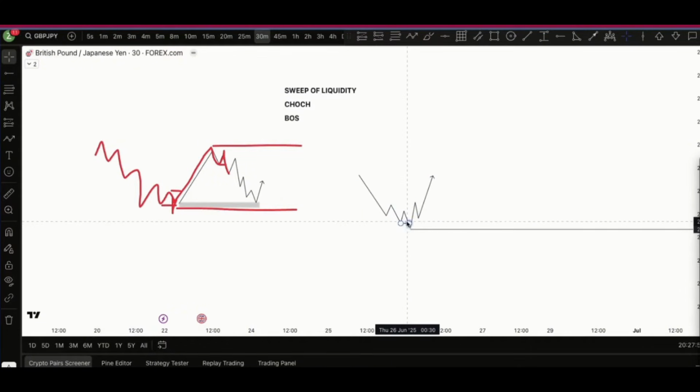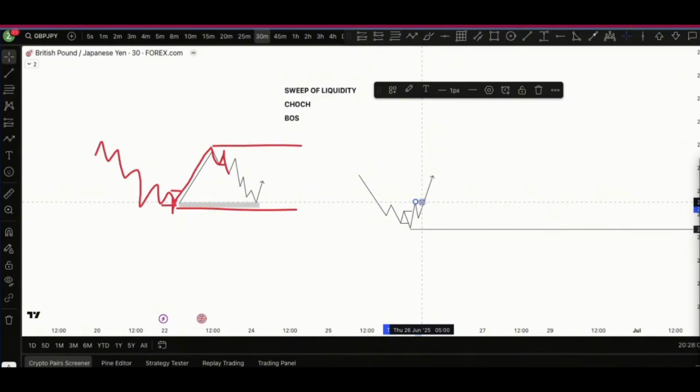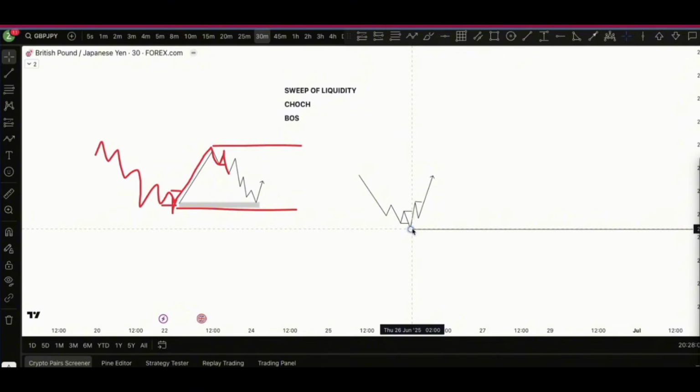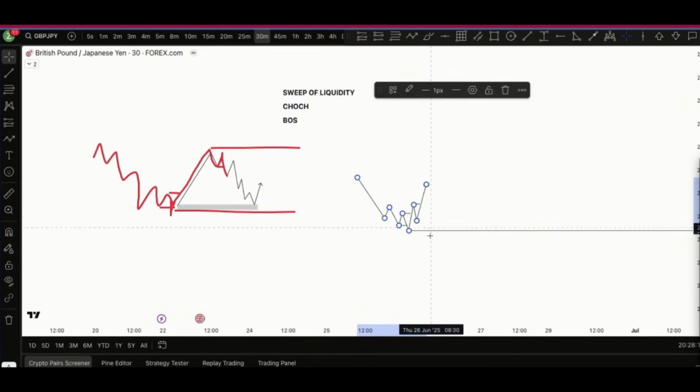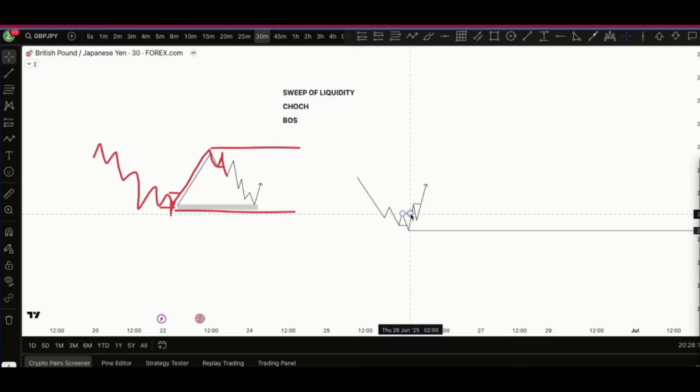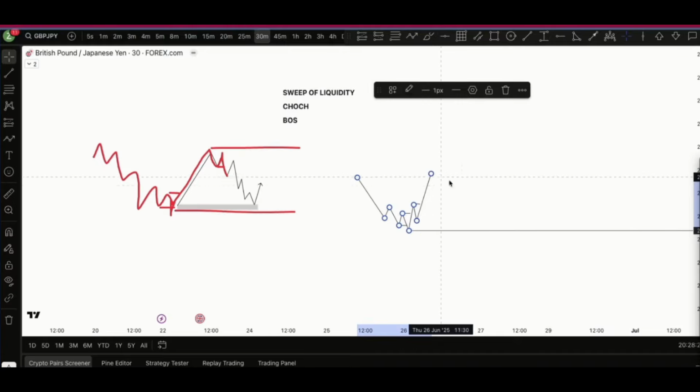So now that we have this sweep and then a change of character here, and another break of structure here, this low now has been confirmed to be our swing low. So now for us to get a swing high, let's say when price swept this liquidity, changed character, broke structure, it is now currently around this zone.